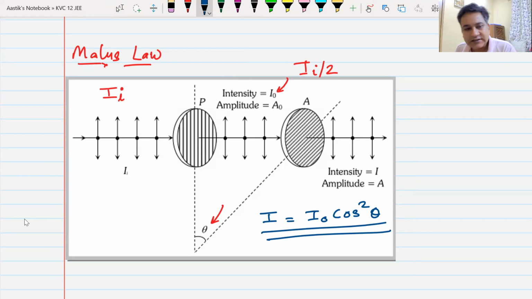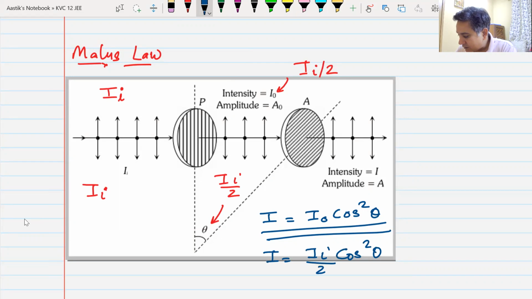The law states that the polarized light transmitted through the analyzer varies as the square of the cosine of the angle between the analyzer and the polarizer. So if I again go from the very first thing, this is I incident, so this will be I incident by 2. Then I can write this intensity here as I incident by 2 cos square theta.